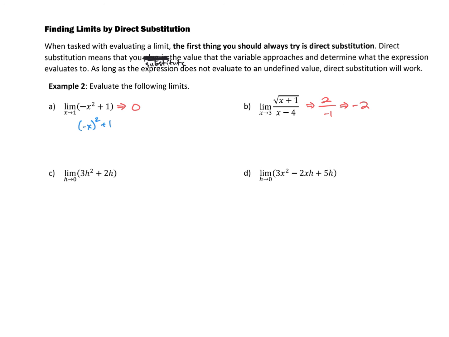Let's look at this next part. The limit as h approaches 0 of 3h squared plus 2h. So I end up with 0. Let's look at this next part. The limit as h approaches 0 of 3x squared minus 2xh plus 5h. Well, what do I substitute in? 0 in for what? h. So what's left over? 3x squared. And that's how we do that section.